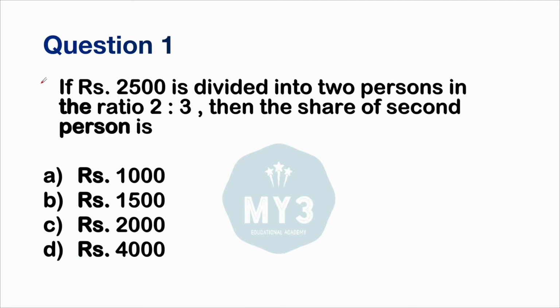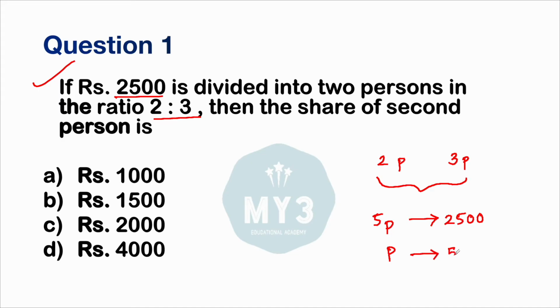You can just observe 2500 is divided between 2 persons in the ratio of 2 is to 3. That means 2 parts for the first person, 3 parts for the second person. The total sum of the parts is 5. 5 parts value is 2500. That means 1 part value is equal to 500. Now, the question here is share of the second person. Second person is getting 3 parts. If 1 part is 500, 3 parts is 3 into 500, which is 1500. Available as B, mark it as answer choice.